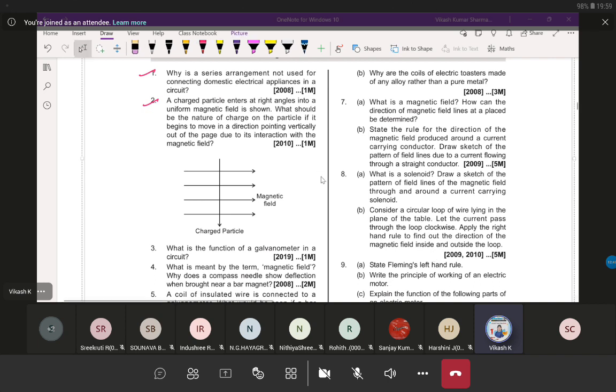Okay, beta. So, which rule do we need to apply here? Fleming's left hand rule. What is Fleming's left hand rule? Direction of force, right? Because it is asking the deflection. But which finger will give the direction of the force? The thumb will give it. So there is a magnetic field and the charged particle is moving in the downward direction, right? Yes or no? So in which direction will the thumb be pointing? Out of the page. Yes or no?